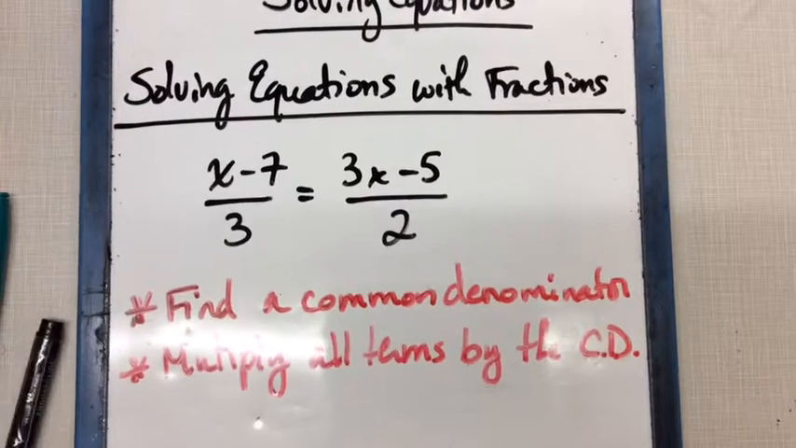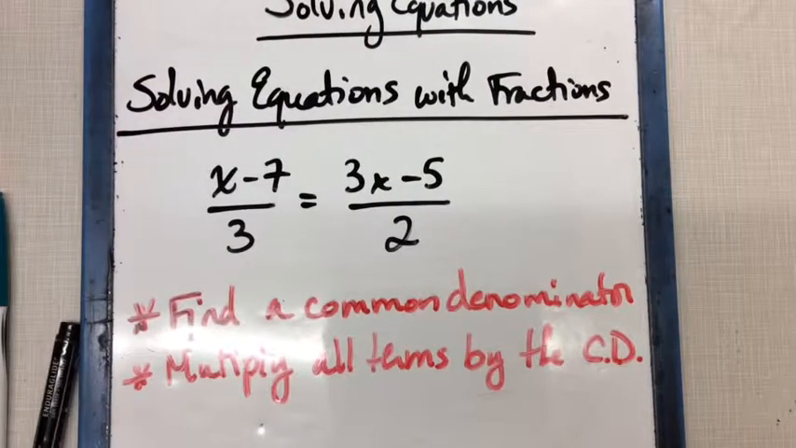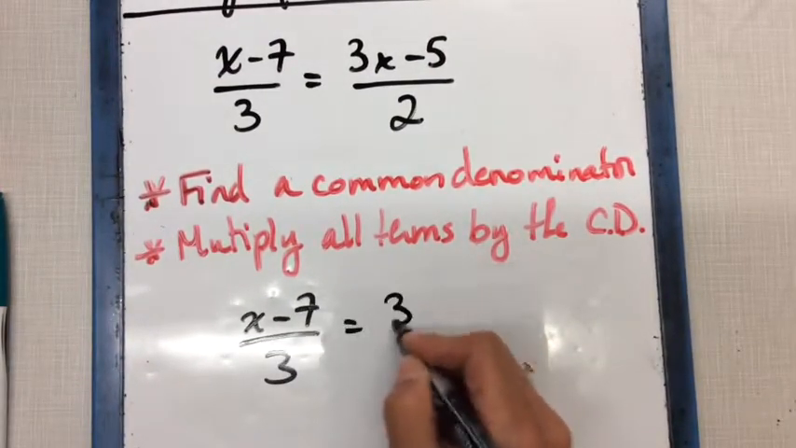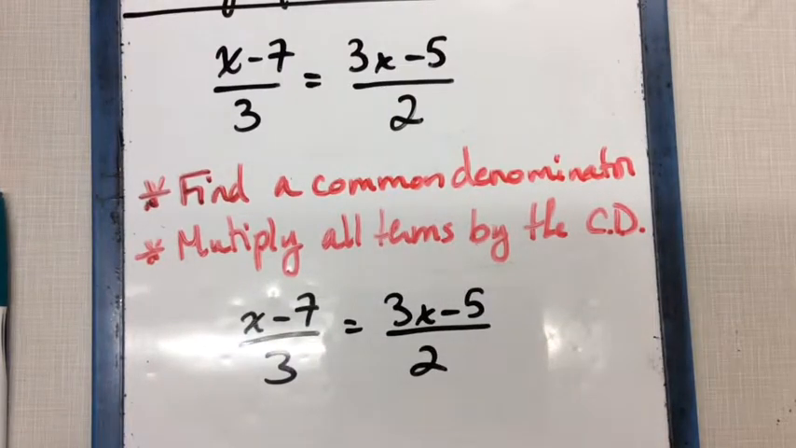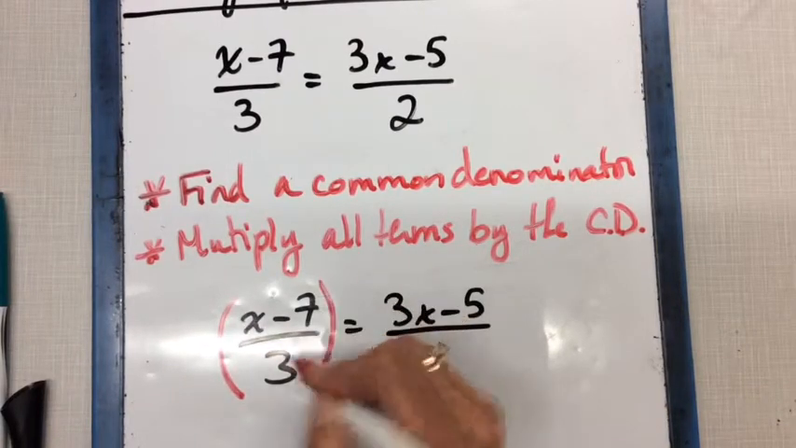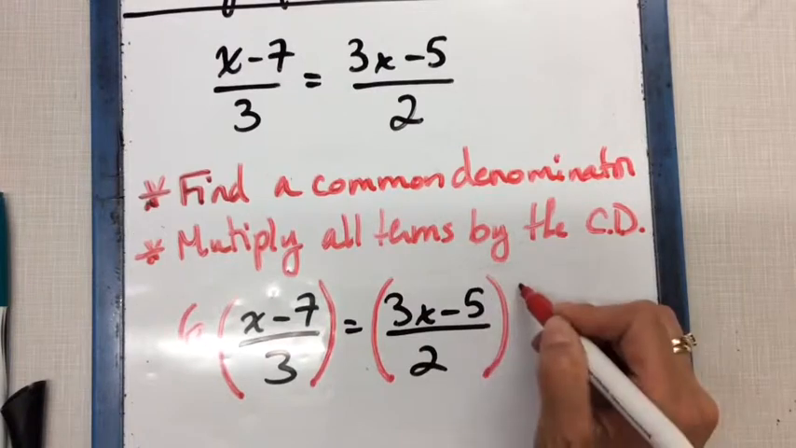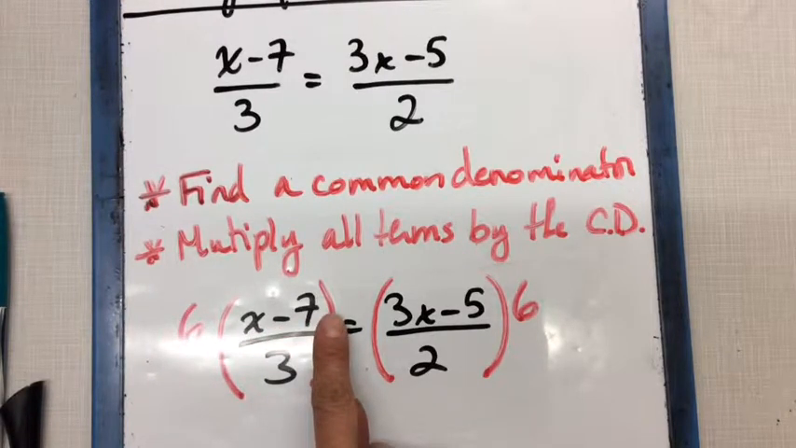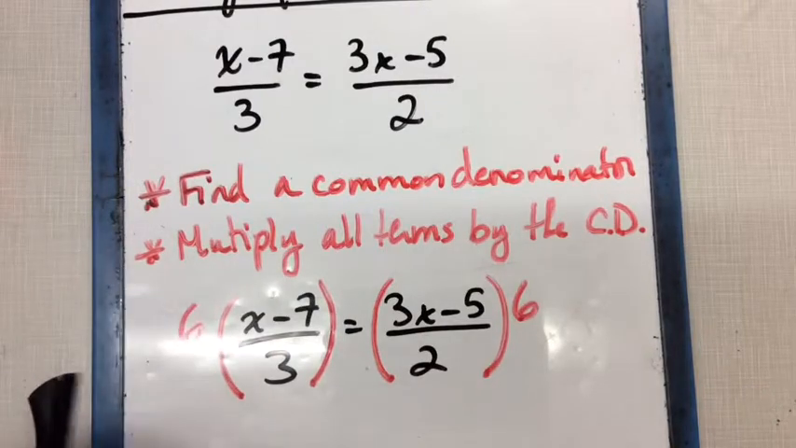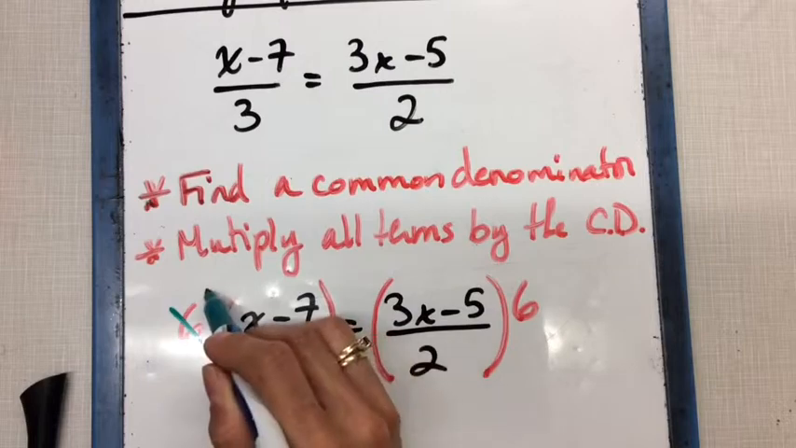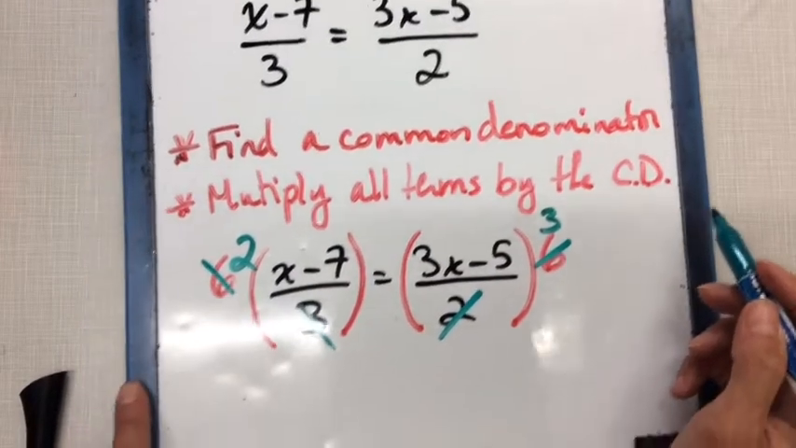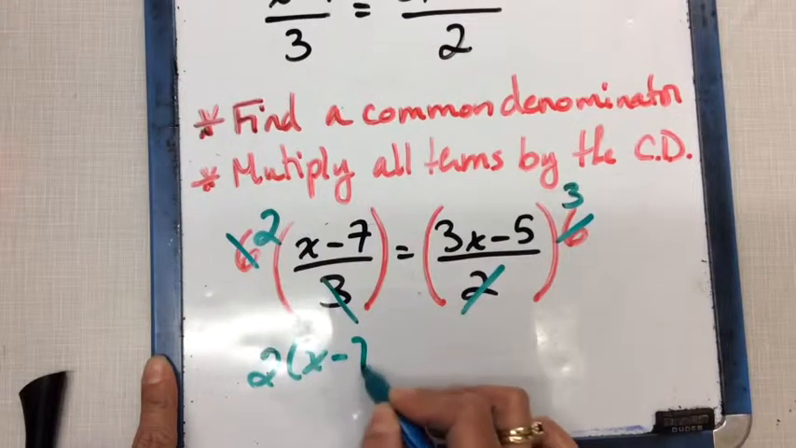Okay? All right. So if I look at 3 and 2, common denominator would be 6. So what I do then is I write x minus 7 over 3 equals 3x minus 5 over 2. And I multiply everything here in brackets by 6 and here in brackets by 6. Now watch what happens. This is multiplied 6 times x minus 7 and then divided by 3. I could just look at this and say 6 divided by 3. 6 goes into 3 twice. 6 goes into 2 3 times. Do you see how I've eliminated my fraction, my denominator? And I rewrite this like this.